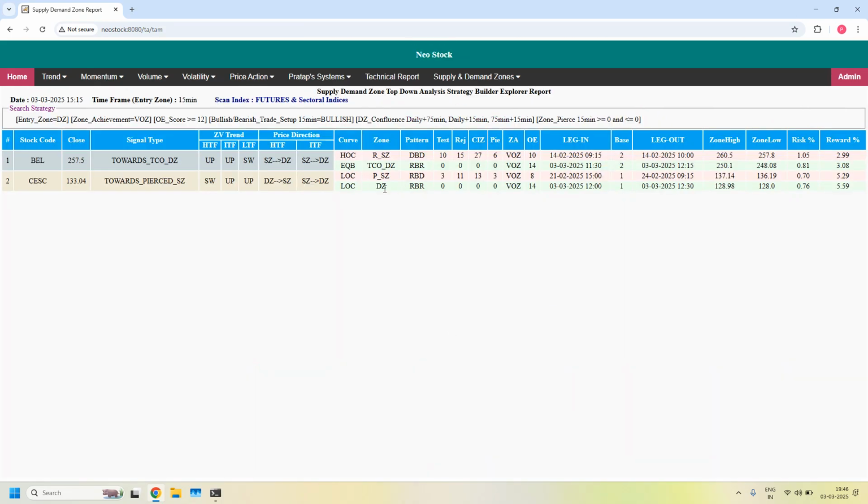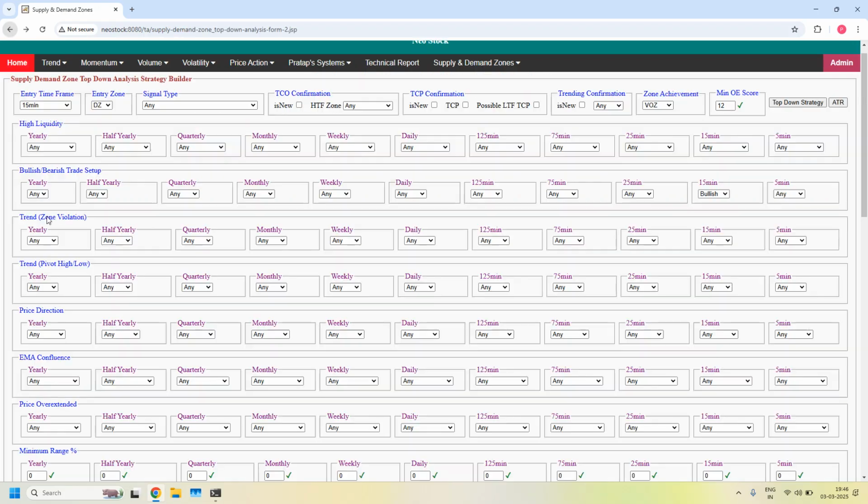That means in both the stocks, these 15 minutes demand zones are overlapped with the 75 minutes demand zone, and both together are again overlapped with the daily demand zone. And the daily trend is up in one stock. If this daily demand zone has daily EMA confluence, then this 15 minutes demand zone could be an even higher probability to get success. Let's verify.